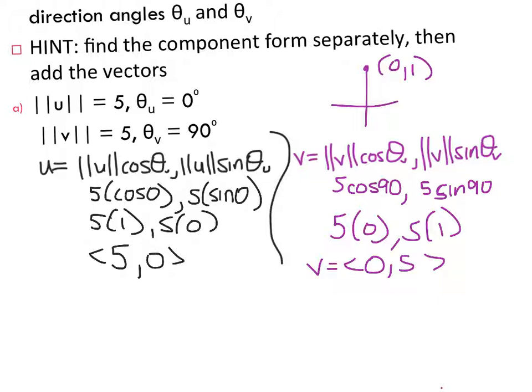So if it just asked what they were, I'd be done. But at the end, it said to do what with these? Add them. So remember, I add, so u plus v. I add the first term in each. 5 plus 0 is 5. And add the second term in each. 0 plus 5 is 5.